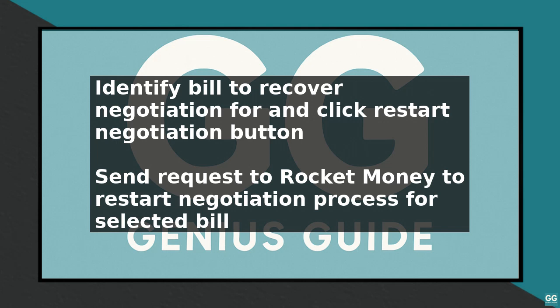Step 2. Identify the bill you want to recover negotiation for. Click on the bill and then click on the Restart Negotiation button. This will send a request to Rocket Money to restart the negotiation process.